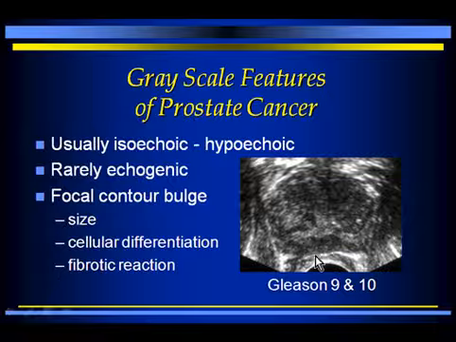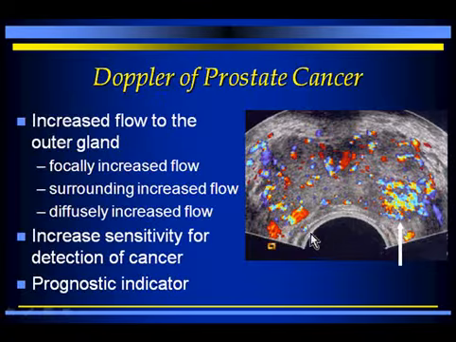This cancer here happens to be very apparent. It's hypoechoic. It's a high-grade tumor, Gleason 9 and 10, and that's why it's so obvious. There's a slight irregularity of the prostate contour. There's a narrowing of the periprostatic fat planes. These are all signs of an echotexture abnormality and a contour abnormality, which is bulging into the periprostatic fat.